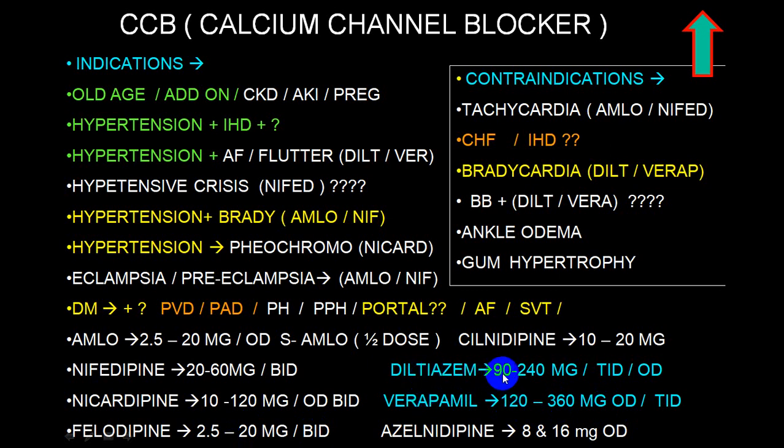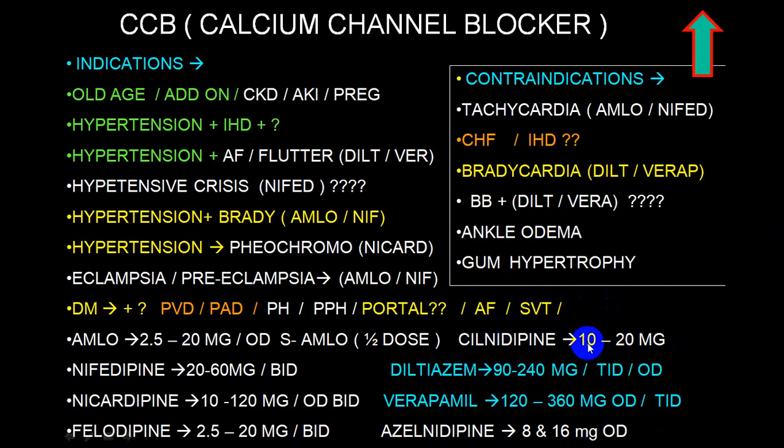Diltiazem from 90 milligram to 240, they go even up to 480 milligrams in selective cases, where the facilities are available for what we call an ICU. Verapamil you can go up to 360 milligram, and this can be utilized also in an injectable form in a case of supraventricular tachycardia with unstable hypotension.